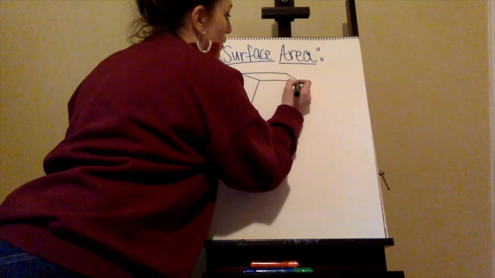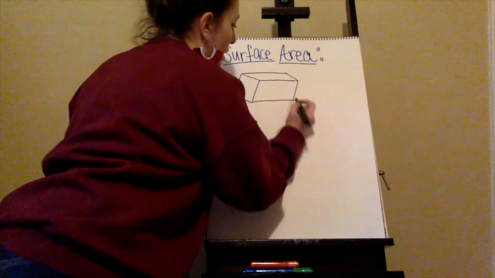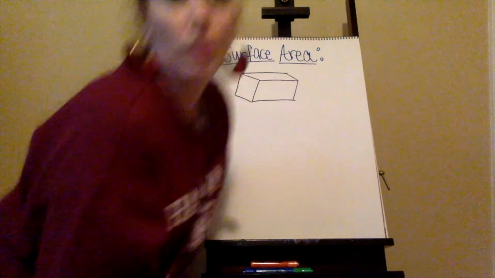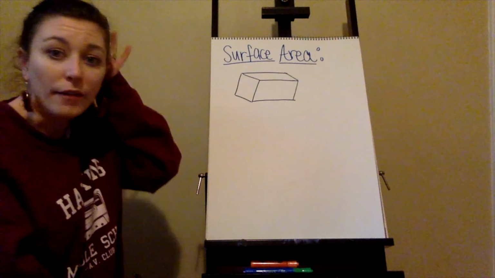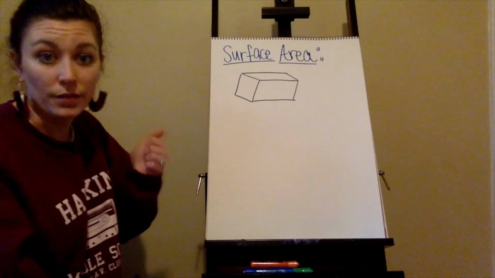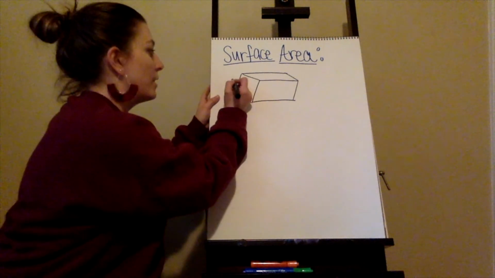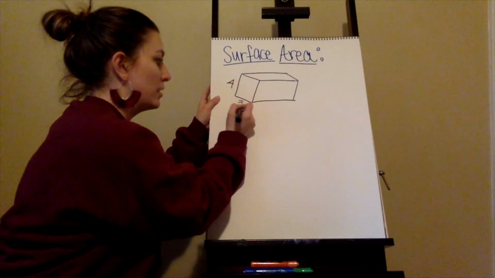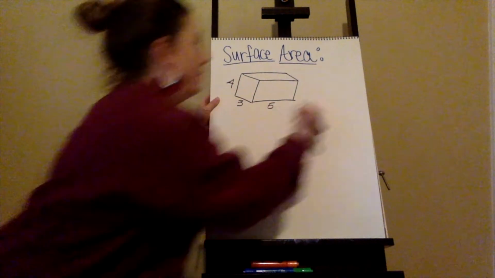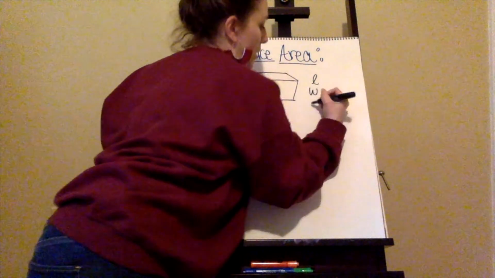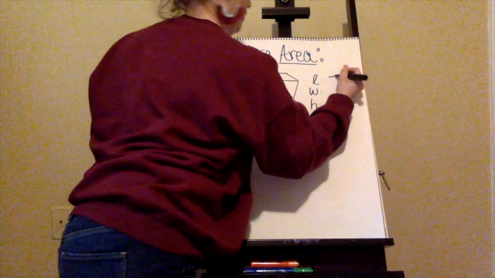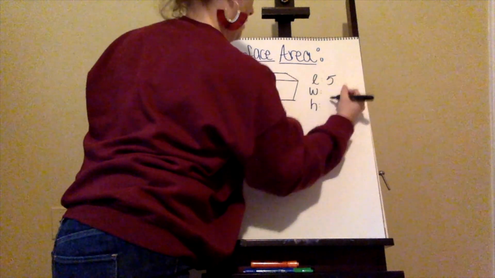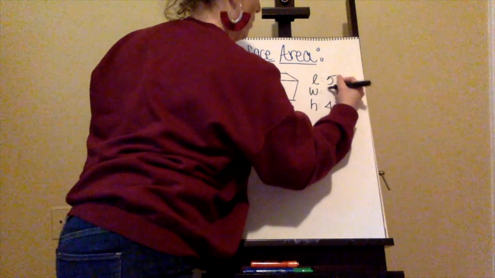So we're going to start with drawing our rectangular prism and making sure that we have our length, width, and height, the 3 units that we need to have to find the surface area of this shape. So we'll say that the height is 4, the width is 3, and the length is 5. So length, width, height. Length is 5, the height is 4, and the width is 3.